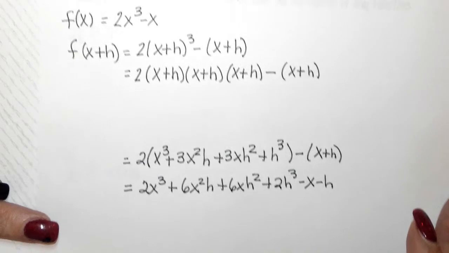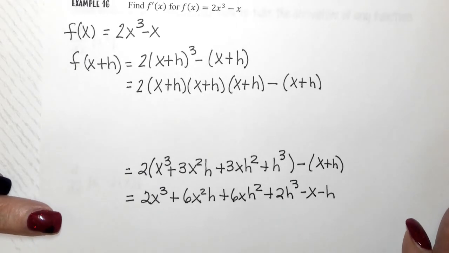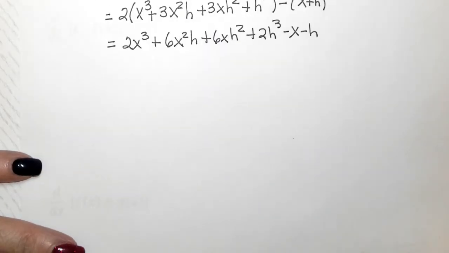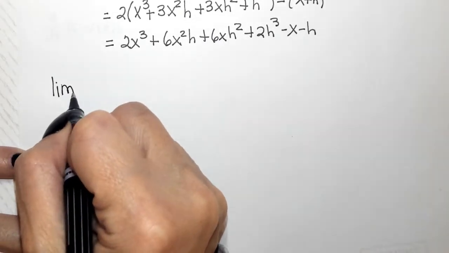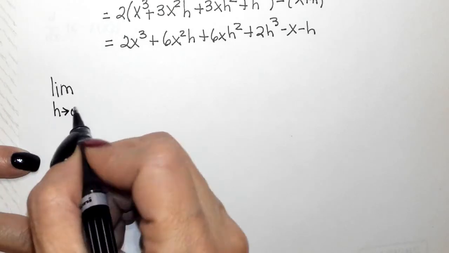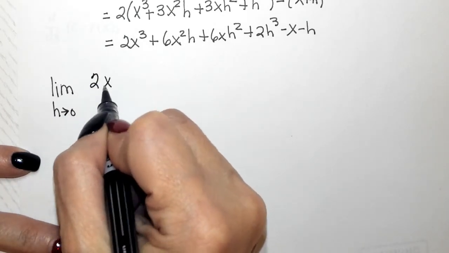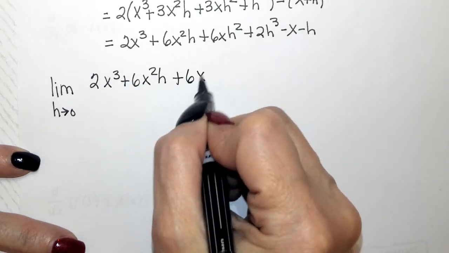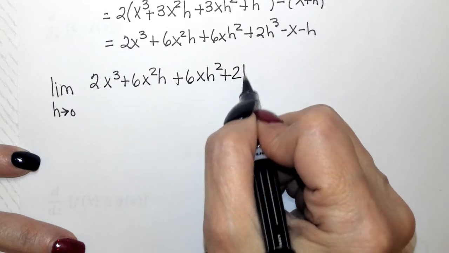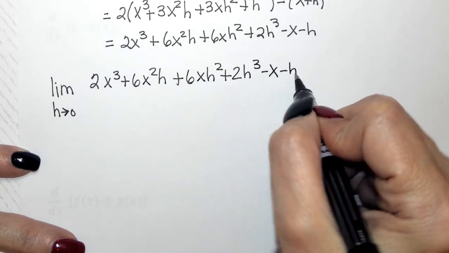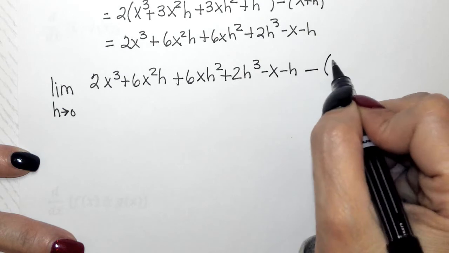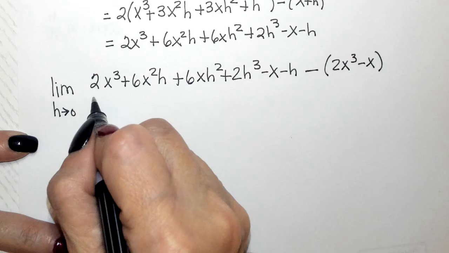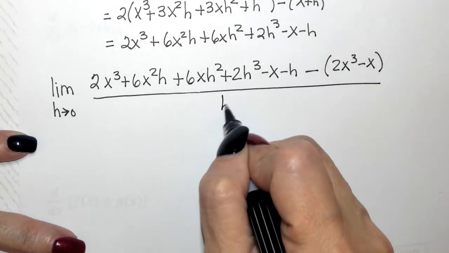And then from here, after I did that, I had all my equations ready. And I'm going to put this right here. And then from there, I did this. Okay, the limit as h approaches 0 of 2x to the third plus 6x squared h plus 6xh squared plus 2h to the third minus x minus h, minus 2x to the third minus x, all over h.